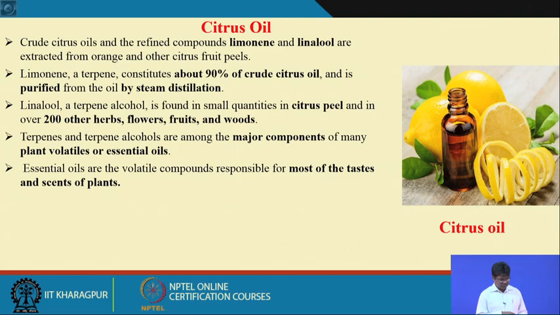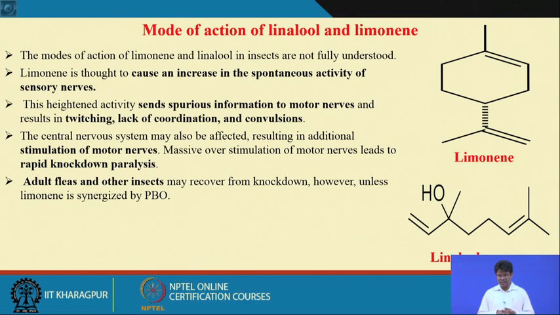So, what is the mode of action of limonene or linalool? The action of these compounds in insects is not fully understood. Limonene is thought to cause an increase in the spontaneous activity of the sensory nerves. This heightened activity sends spurious information to motor nerves, which are located in the central nervous system, and results in twitching, lack of coordination, and convulsion. That may cause irregular contractions or reflexes of the muscles, and that makes the shaking of the body, the convulsion.